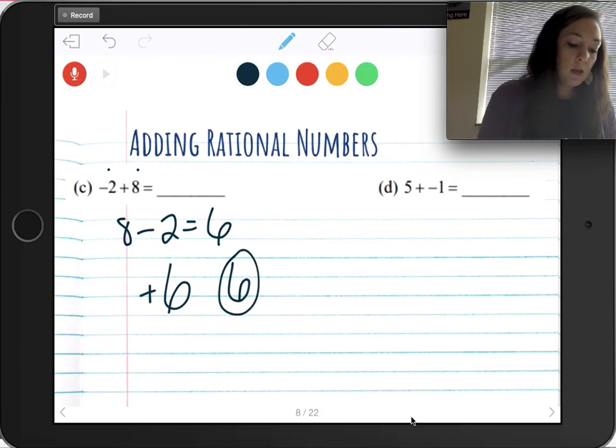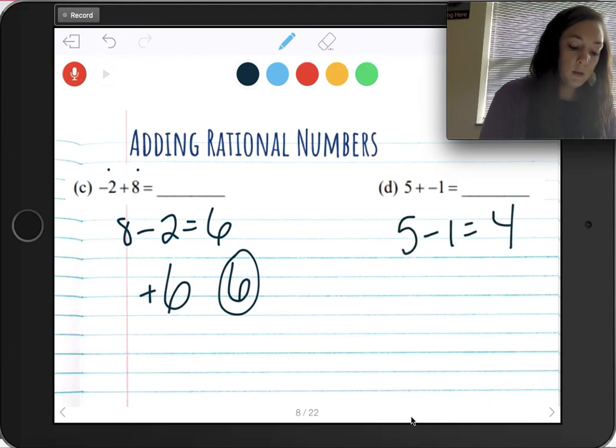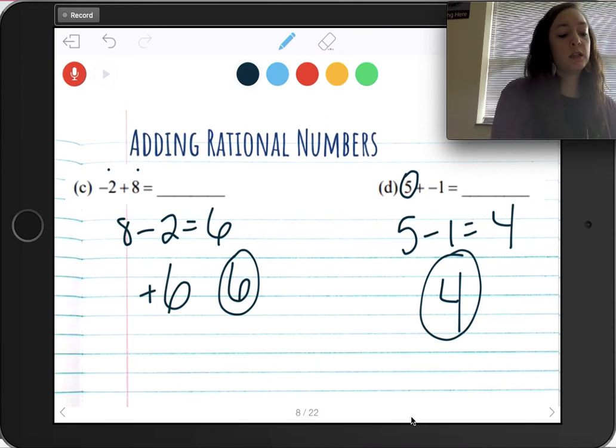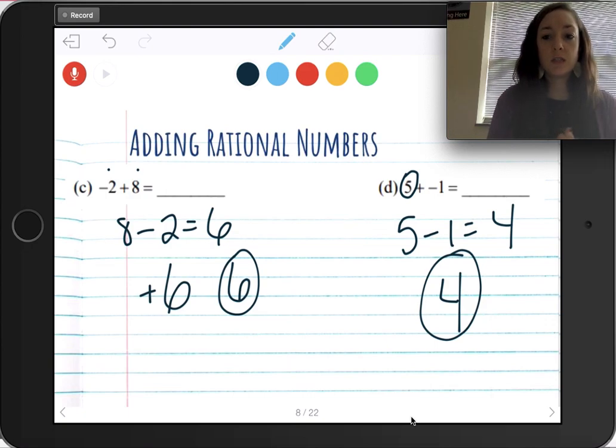Okay? And then the last one, 5 plus -1. 5 minus 1 is 4. And 5 is the larger number, and it's positive, so my answer is positive 4. And we're going to dive into this more and talk about rational numbers and adding and subtracting with fractions and decimals tomorrow. But for today, I want you to make sure you get your notes done, okay?